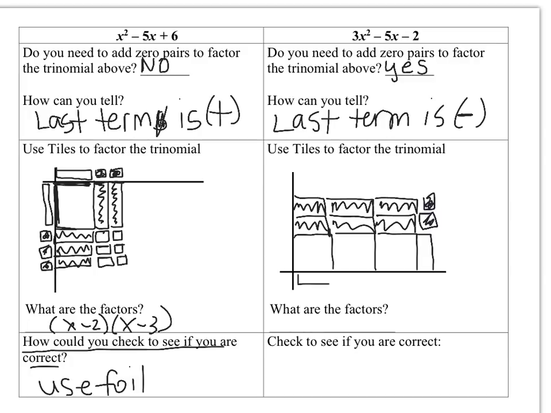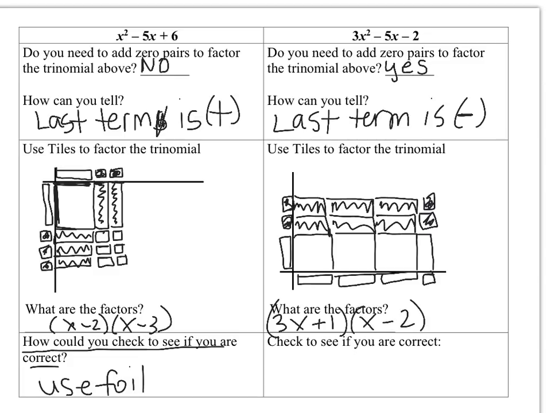On the bottom I'm going to put 3 x's and a positive 1. And then on the side, I'm going to have room for 1x and 2 negative 1s. And so my factors are going to be 3x plus 1 times x minus 2.